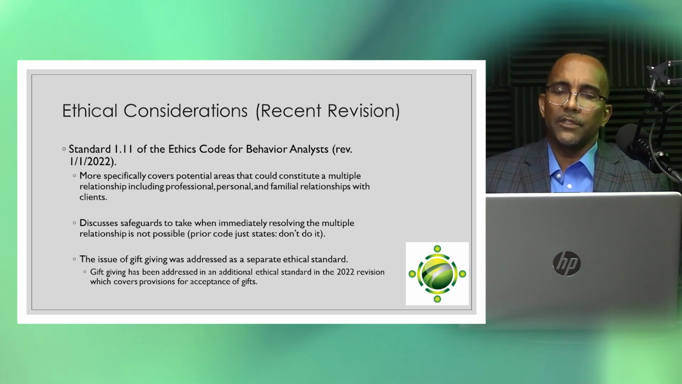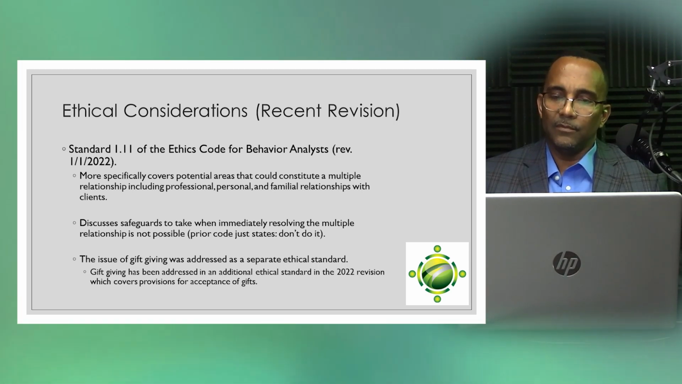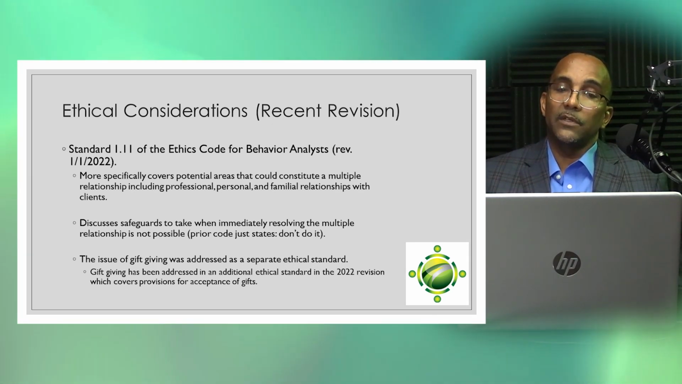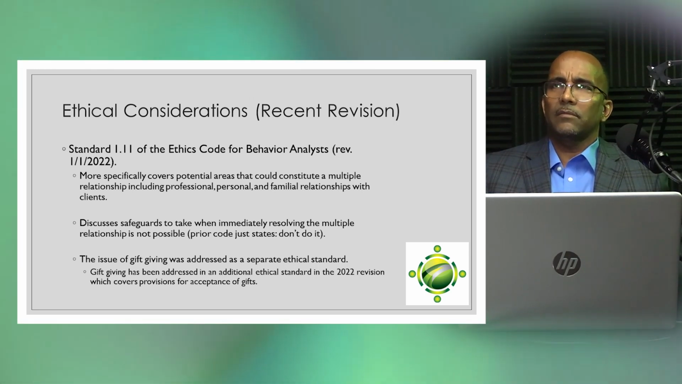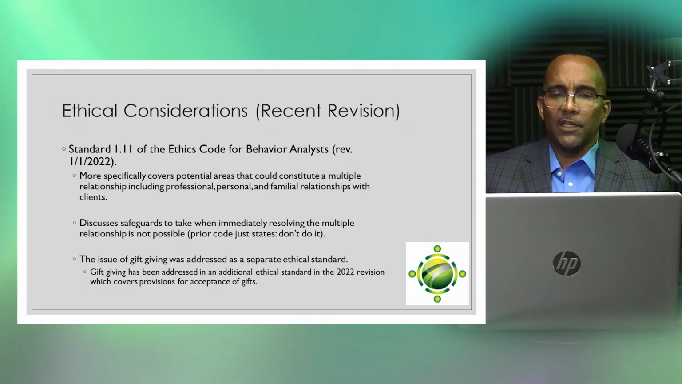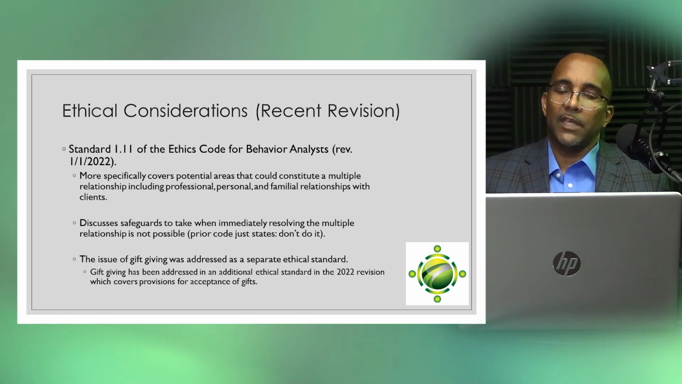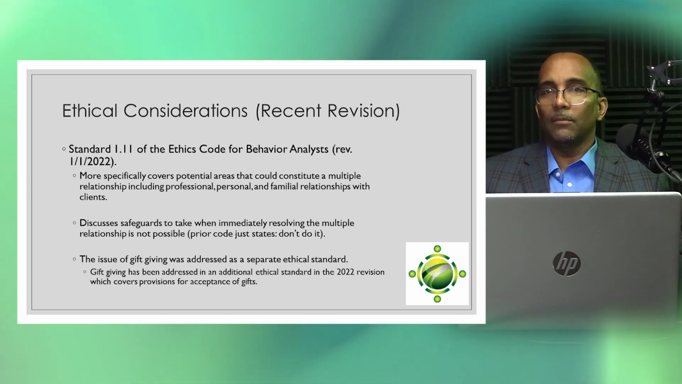The standard also discusses safeguards to take when immediately resolving the multiple relationship is not possible. So again, the prior code just stated don't do it. The new one discusses some safeguards to take if we find ourselves in a position where multiple relationships have occurred. The issue of gift giving in this particular ethical standard was addressed as a separate ethical standard. So no longer was it combined under the standard for addressing multiple relationships.